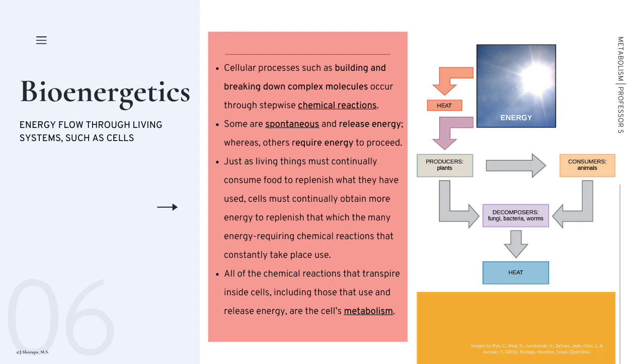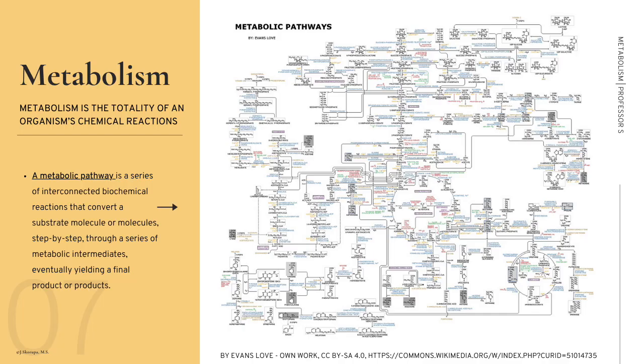Cellular processes which build and break down complex molecules occur through stepwise chemical reactions. Some of these chemical reactions are spontaneous and release energy, while others require energy to proceed. Just as living things must continually consume food to replenish what they've used, cells must continually obtain more energy to replenish what the many energy-requiring chemical reactions have used. All of the chemical reactions that transpire inside the cells, including those that use and release energy, are the cell's metabolism. Metabolism is the totality of an organism's chemical reactions.